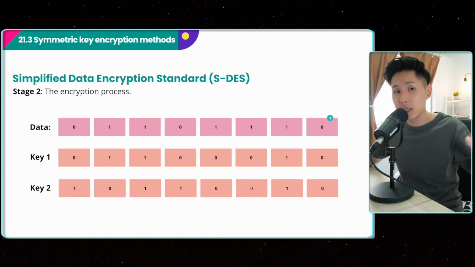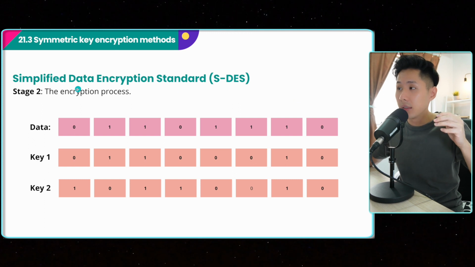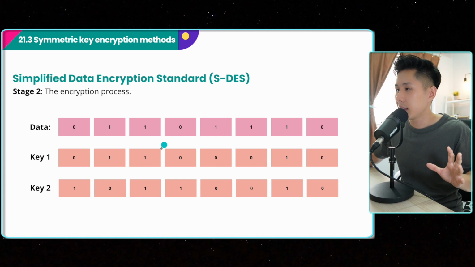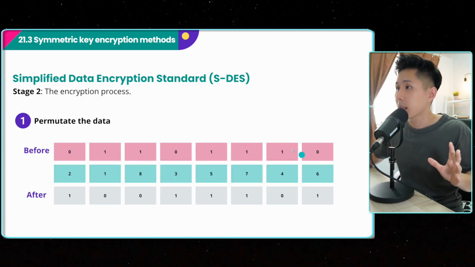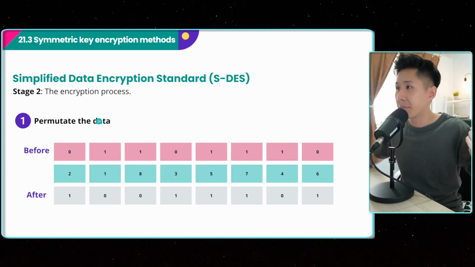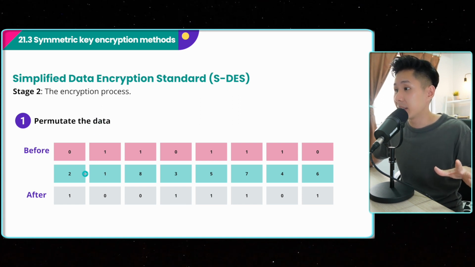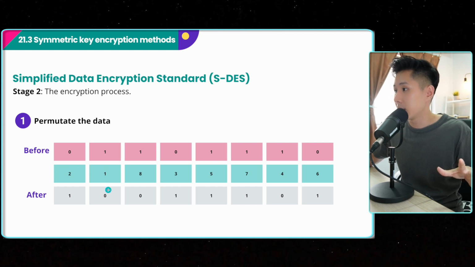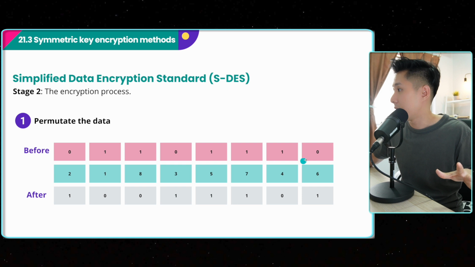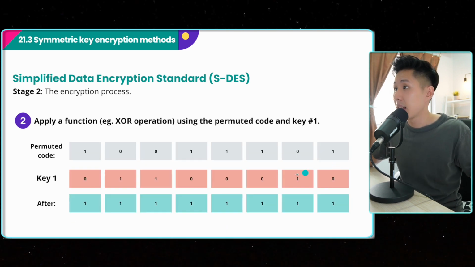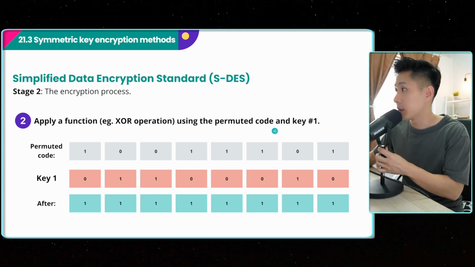Now, once the keys are generated, that's stage 1. Here we have the encryption process. So just a recap, this is our data, and this is the key that we have generated. So again, the encryption process also involves permutation. So what happens here is that I'm taking the second bit, I put it here, the first bit, I put it here, and the 8th bit, I put it here. So again, we reshuffle the data, and then we'll apply a function using the permuted code.